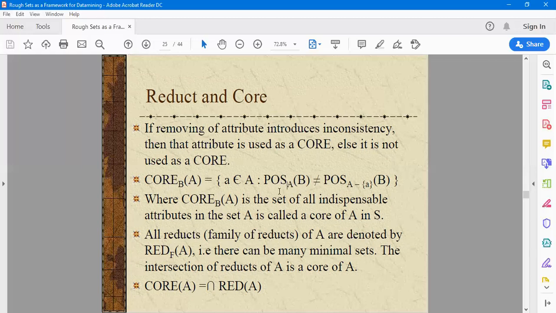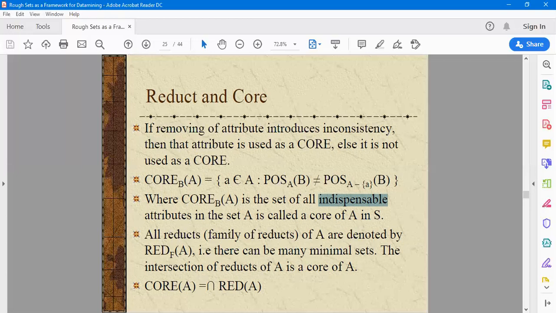Similarly, you take each attribute in the attribute set, and you calculate the positive region of A, and then you find out whether this condition is satisfied. If this is not equal, then you add it in the core. This is how you get the set of the core. So what is the core? It is the set of all the indispensable attributes. Obviously, if each member you are adding is indispensable, the set is going to be indispensable.